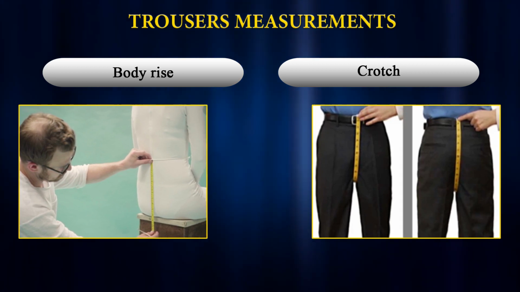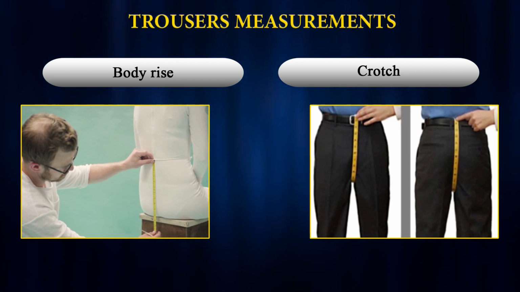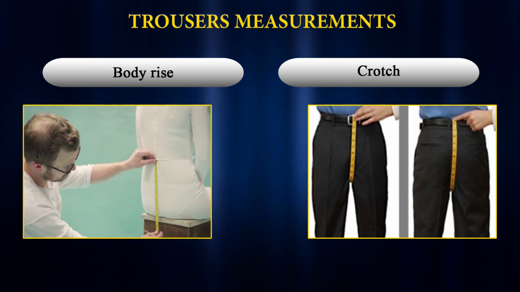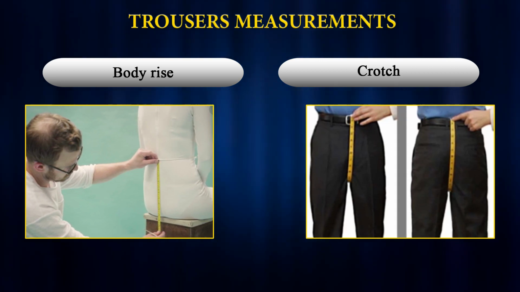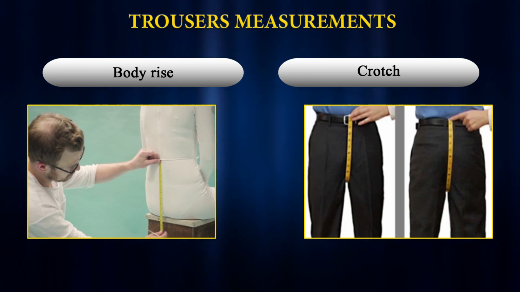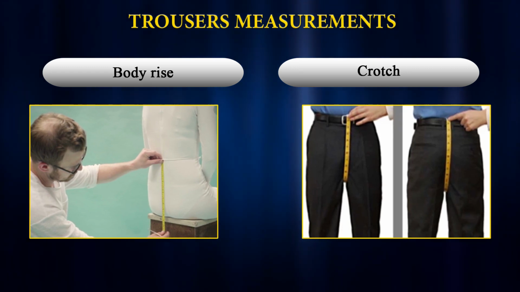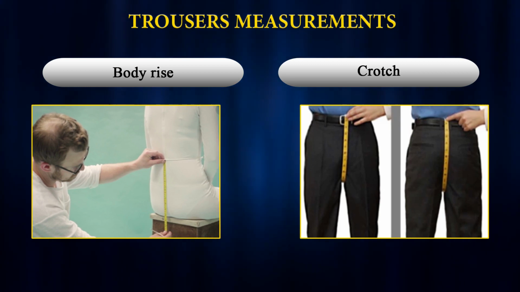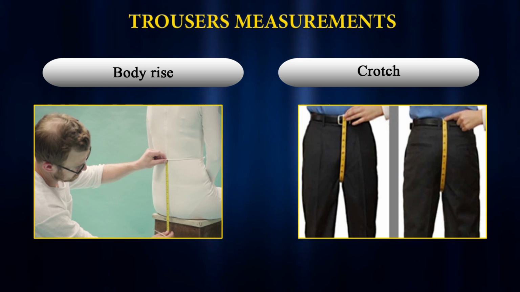Body rise, how can we measure it? If we are making a trouser for some particular person, he or she should sit straight on a table or a chair, and the measurement from the waist line to the table or chair on which he or she is sitting is taken as the body rise measurement. So this is also taken care of while we go for the trouser measurement.